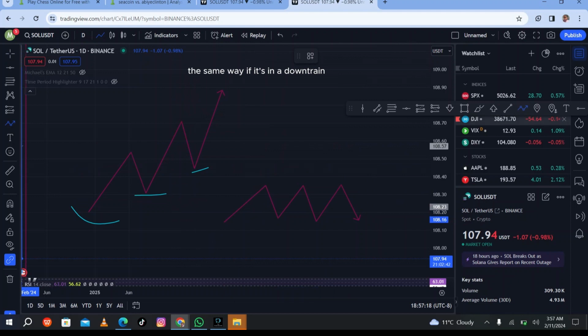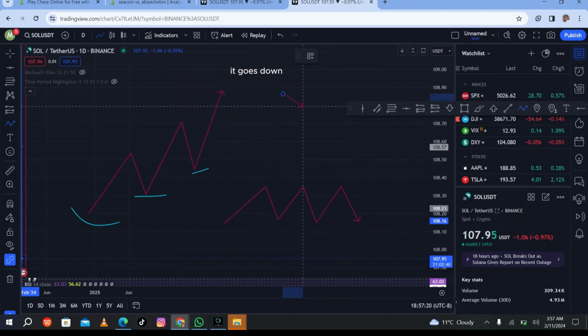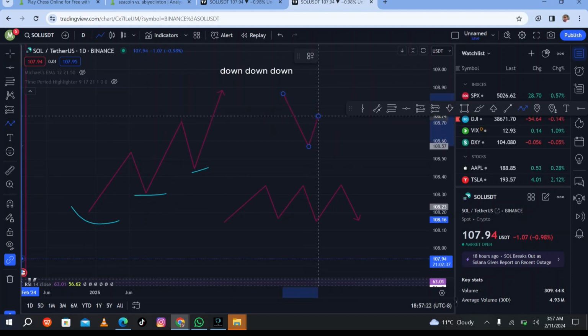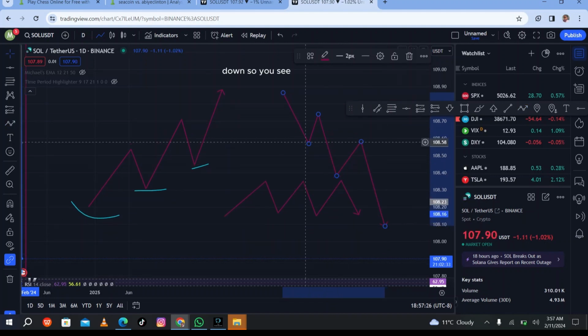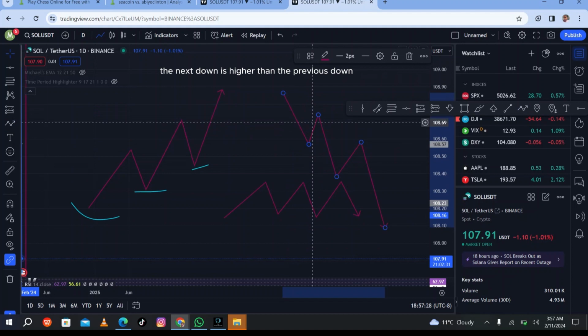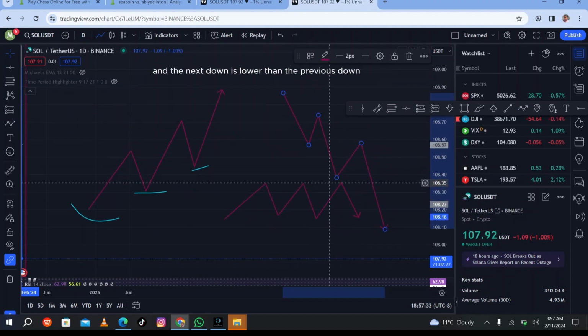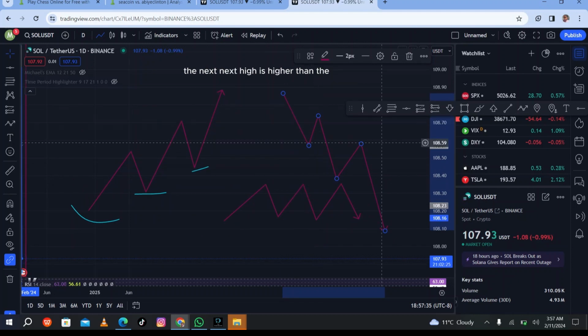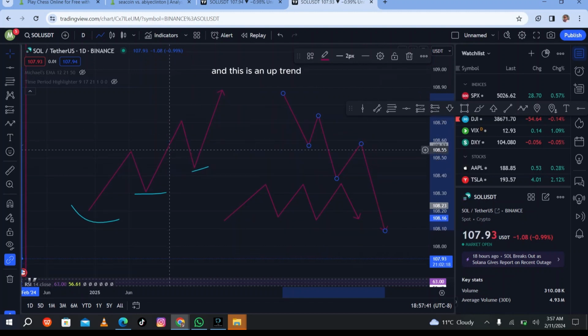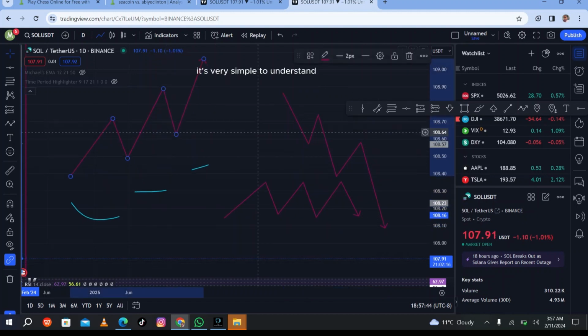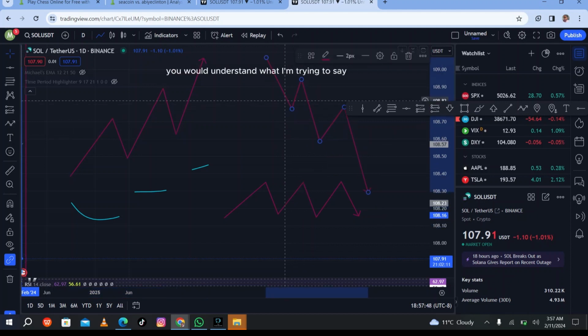The same way, if it's in a downtrend, it goes down, down, down. So you see, the next down is lower than the previous down, and the next high is lower than the previous high. Understand, this is a downtrend and this is an uptrend. It's very simple to understand. You might not understand it now, but as we keep going deeper, you would understand what I'm trying to say.